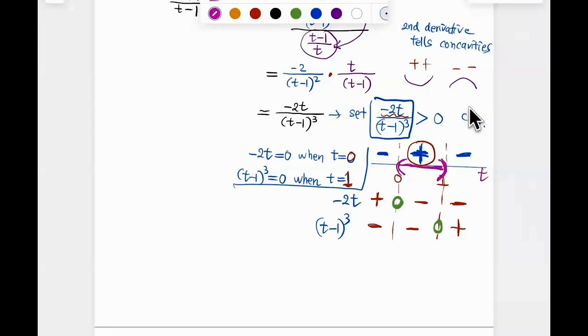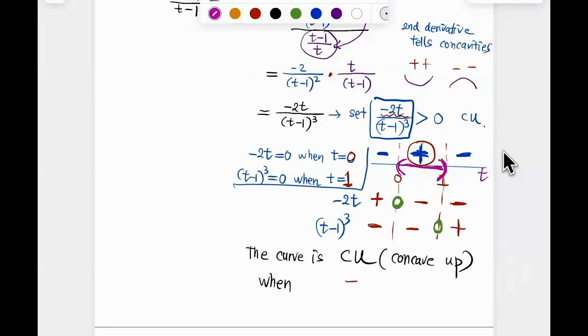Okay, let me write it down. Maybe I'll just make it simple. I will say the curve is concave up. Okay, CU means concave up, when t is greater than 0 and less than 1. Agree? Because of that.